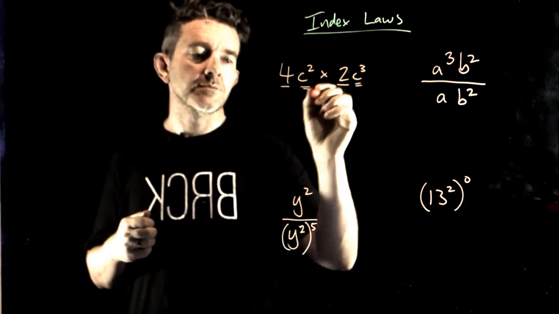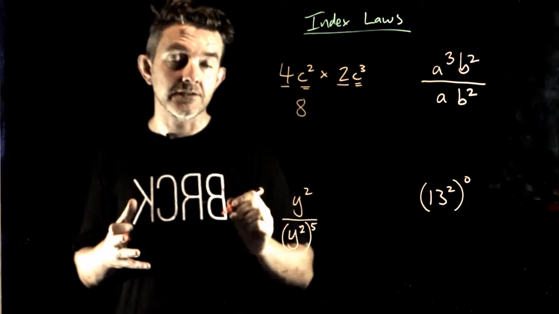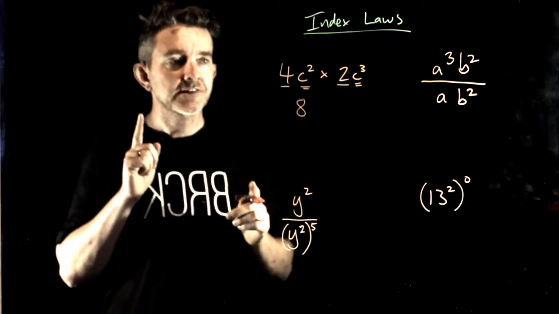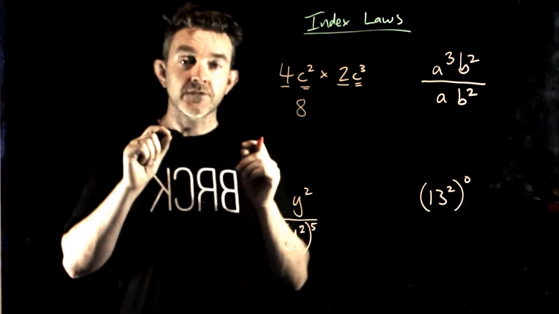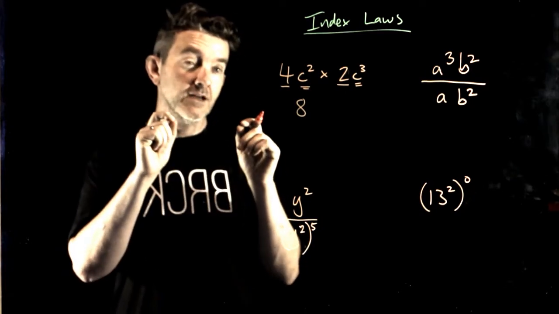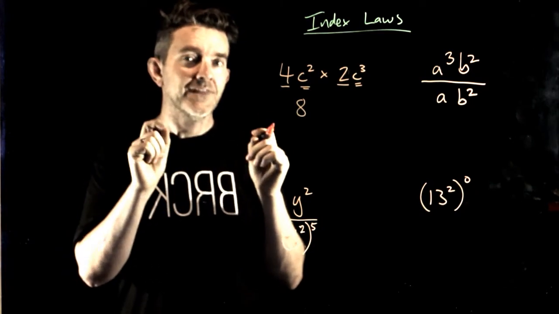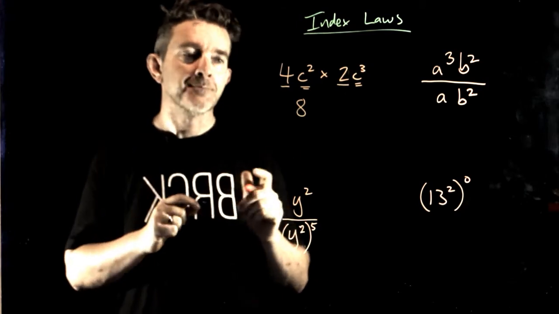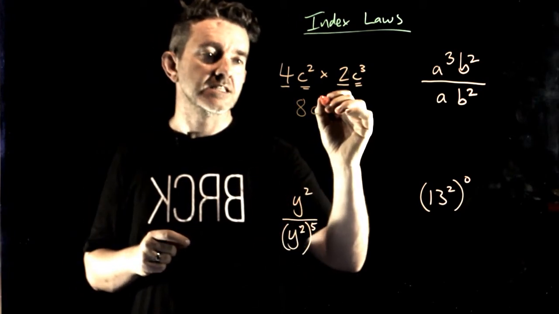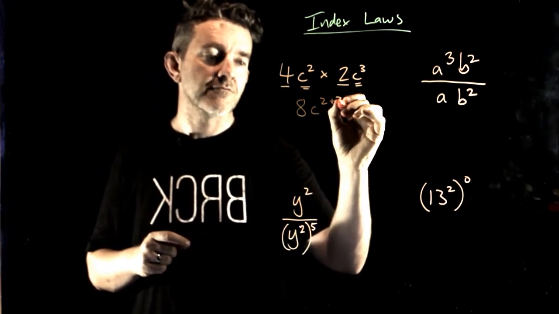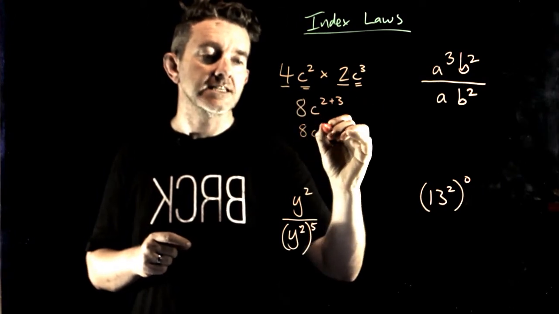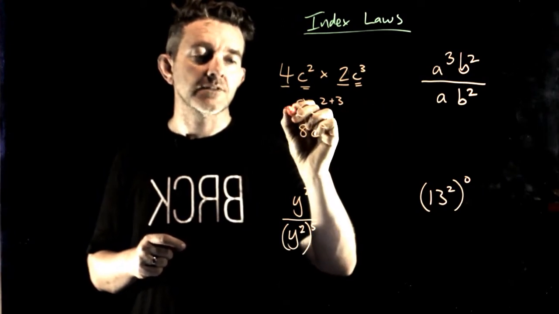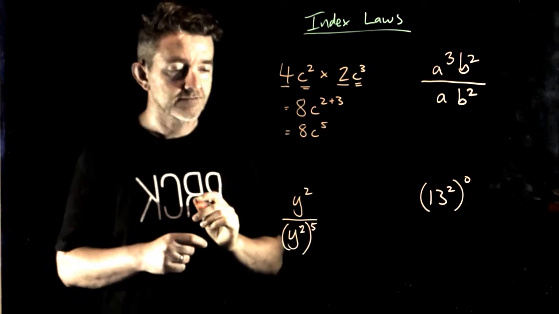So 4 times 2 is 8. That's the front part of it. c squared times c cubed. Now we have to look at the first rule here, which is that if you have the same base, you add the top two numbers together. So it's going to be c to the power of 2 plus 3, which is 8c to the power of 5.